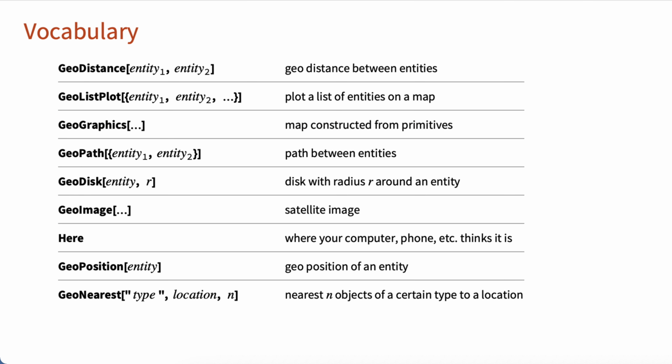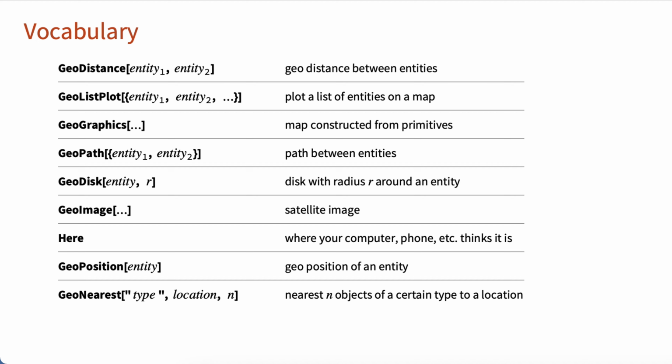To summarize, here is the programming vocabulary from this section. The examples included the GeoDistance function for calculating distances between locations, GeoListPlot, which works like ListPlot except that it draws maps, GeoGraphics, which was shown with GeoDisk and GeoPath, GeoImage for getting satellite images rather than maps, and some functions for entering or finding specific locations.